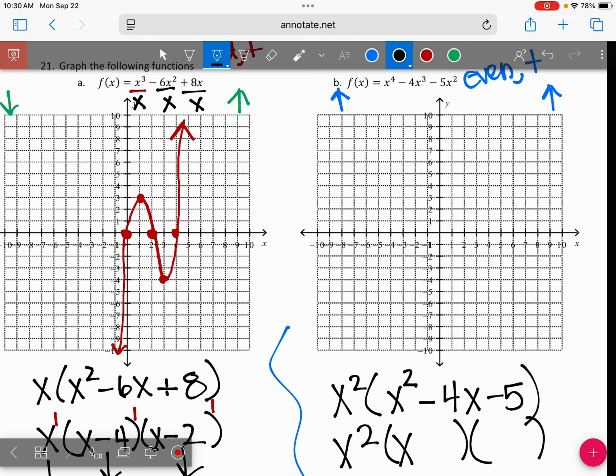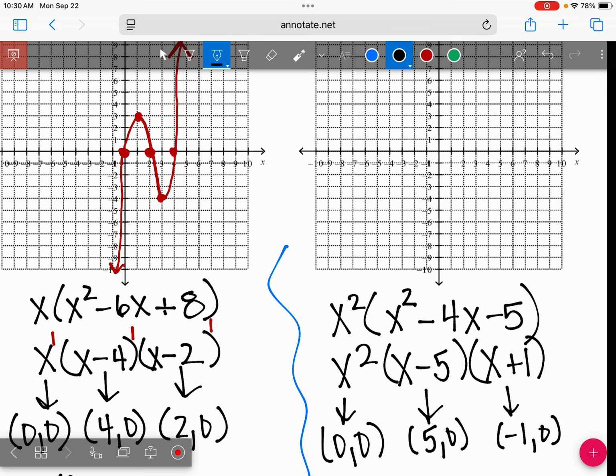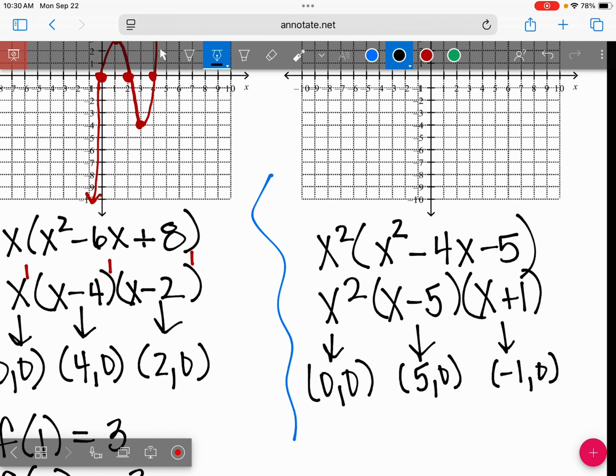I'm going to factor that down a little bit more. Two numbers that multiply to be negative 5 and add to negative 4 would be negative 5 and positive 1. And when I set these equal to 0, I have (0, 0) as a solution, (5, 0), and (-1, 0). Now, if I look at the degree on each factor, this one is even, so it's going to bounce off the 0. It's not going to go through, but for these two, it will go through.